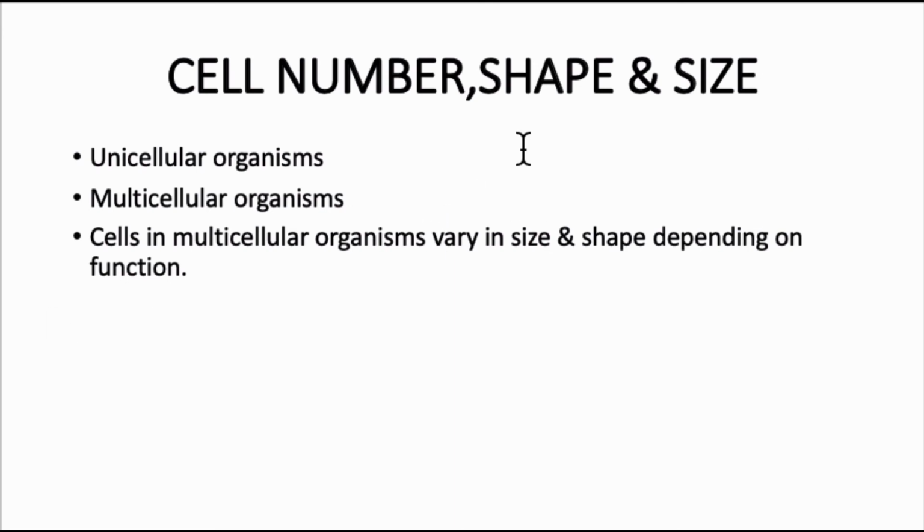Moving along, cells come in different shapes, different sizes, and different numbers. Some organisms are made up of just one cell. We call those unicellular organisms, while other organisms, such as humans, are multicellular. We have lots and lots of cells that make us. We have trillions of cells that make us up.